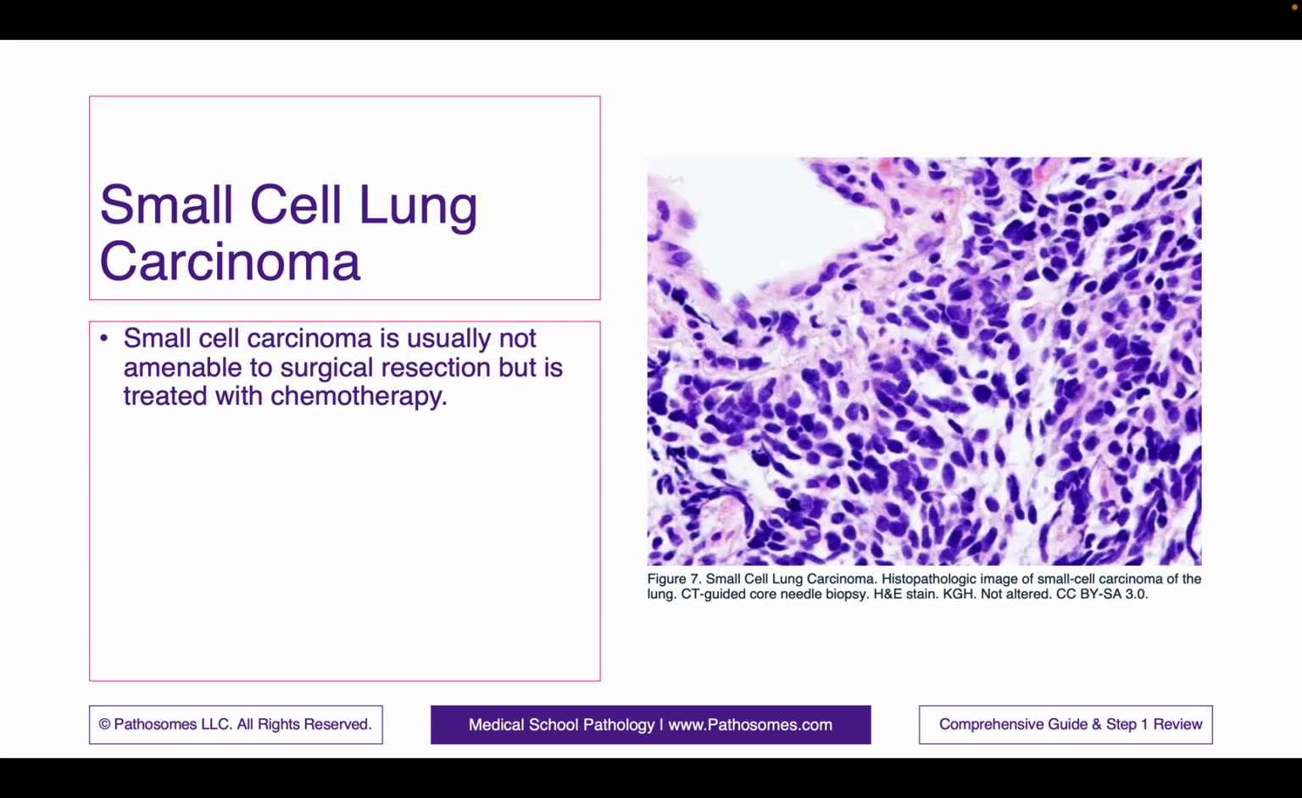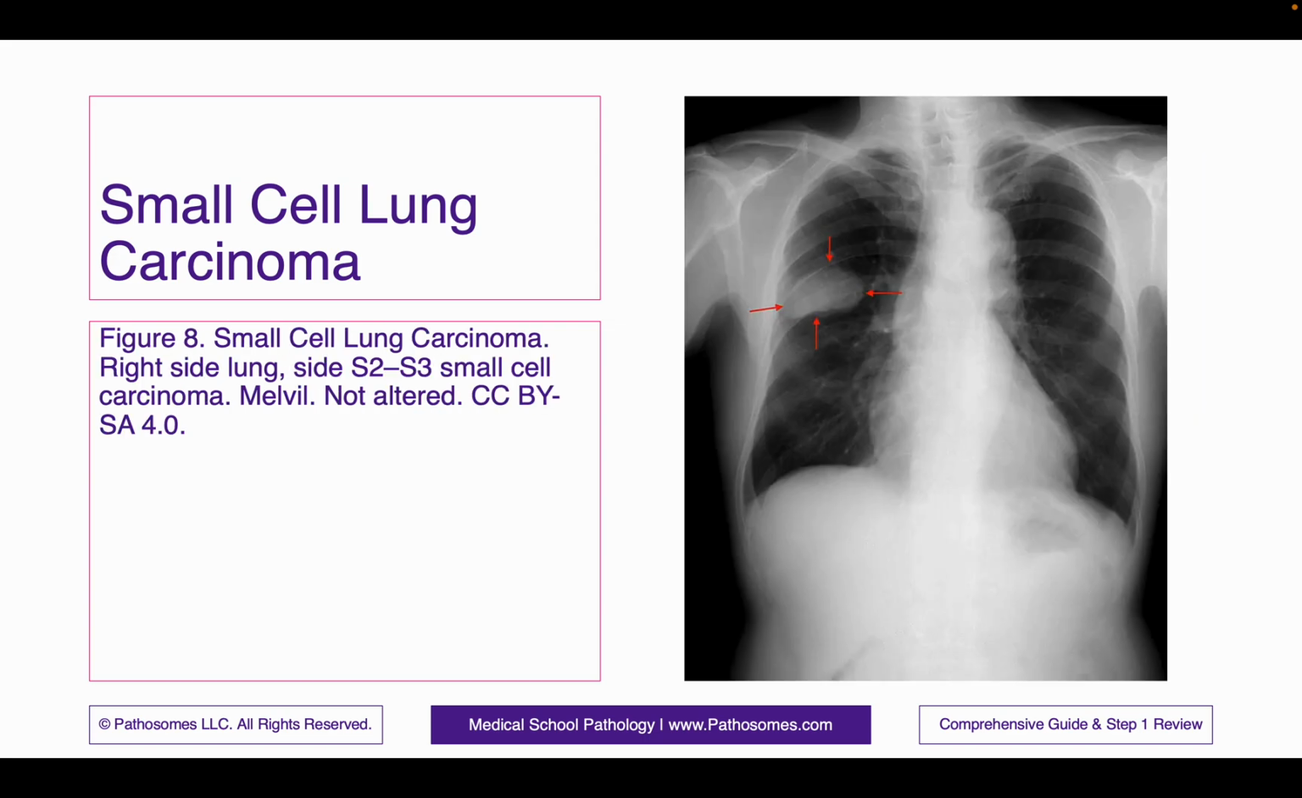Small cell lung carcinoma is usually not amenable to surgical resection, so it's treated with chemotherapy. And here we have the imaging from a patient with small cell lung carcinoma.